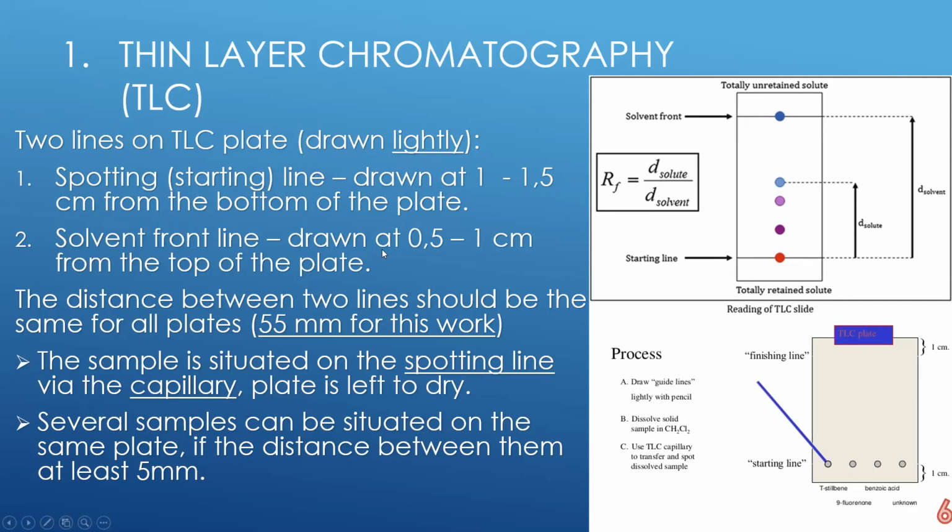And the second line should be drawn on the opposite side of the plate, from the top of the plate. As you can see in both pictures, the starting line is on one side of the plate, and the solvent front, the so-called finishing line, should be at the top of the plate. All the samples should be located at the starting line, and the finishing line also should be marked, usually drawn lightly with a pencil, because such a plate has a very delicate material that can be damaged by drawing on it. So you should draw very carefully.